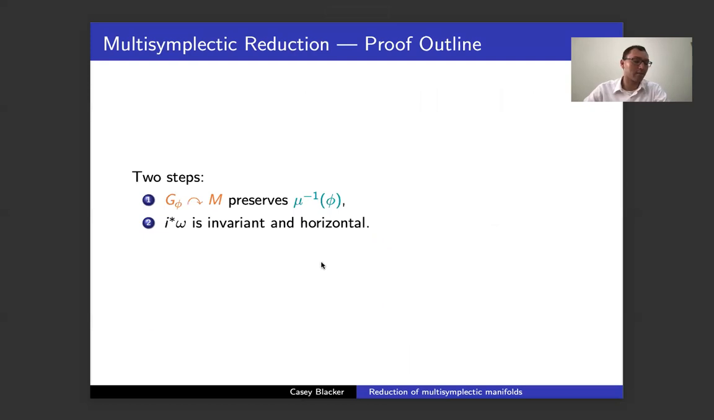And so that's the proof outline. The proof itself is extremely straightforward. I'll show it in 2 slides. It comprises 2 steps. First, we need to show that the phi isotropy subgroup of G does indeed preserve the phi level set. And then second, we just need to show that the restriction of the multisymplectic structure to the phi level set is actually G phi invariant and G phi horizontal.